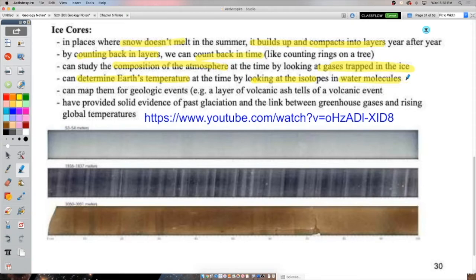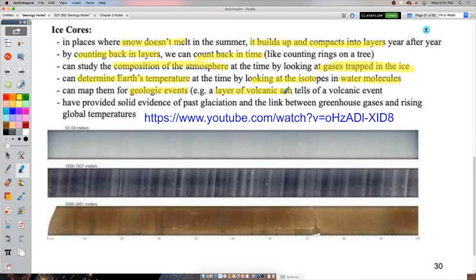We can also even tell major geologic events that might have happened the year that that snow fell. So the example they give is that maybe there's a layer of volcanic ash in the ice. You get a black layer of ice and you look at it and you see it's volcanic ash. Well, what do you think that means? Probably there was a big volcanic eruption that year, the year that that snow fell and that ice formed.